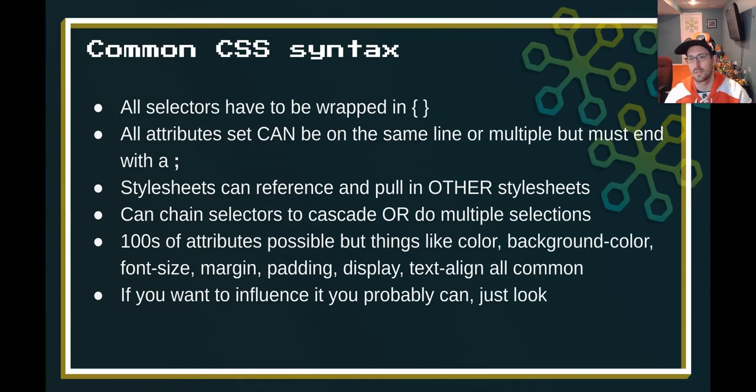And there's literally hundreds of attributes possible, but they're commonly things like color, text alignment, is this being displayed, margin, padding, border. If you want to influence it, you probably can. You know, just Google the thing.